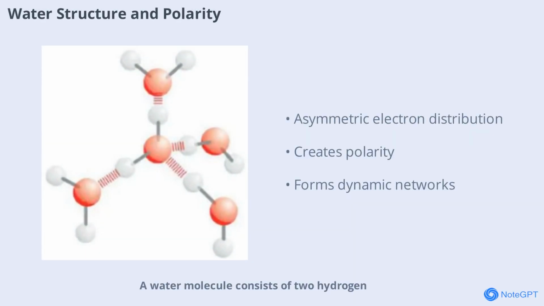A water molecule consists of two hydrogen atoms covalently bonded to an oxygen atom. The electrons are distributed asymmetrically, making water a polar molecule. This polarity allows water molecules to form hydrogen bonds with each other, creating a dynamic, flickering network. The cohesive nature of water is responsible for its unusual properties and its ability to support life.